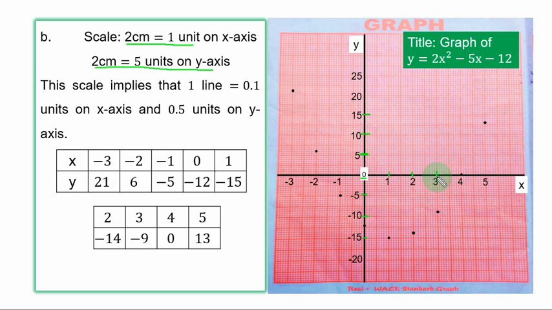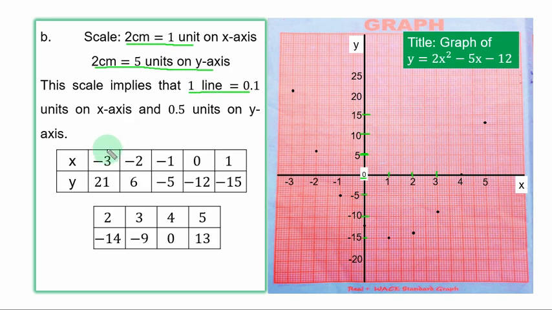It is good that you know what one line stands for. On the s-axis, 2 cm is 1 unit, that means one line is 0.1. And on the y-axis, one line is 0.5 units, or 2 lines is 1. Use any one you want. Next thing is to plot the graph.